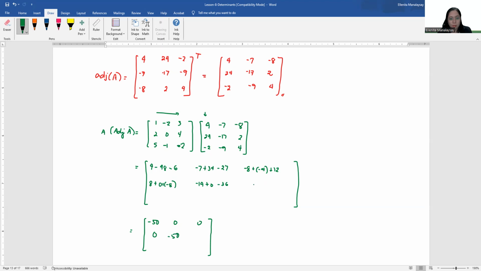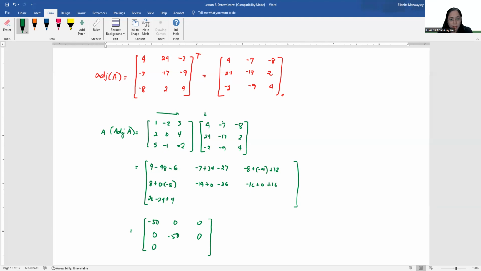Okay, next. Second row, third column. 2 times -8 is -16 plus 0. 4 times 4 is +16. So -16 plus 16 is 0. Okay, next, third row, first column. 5 times 4 is 20. -1 times 24 is -24. -2 times -2 is +4. So 20 minus 24 is -4 plus 4. That is 0.